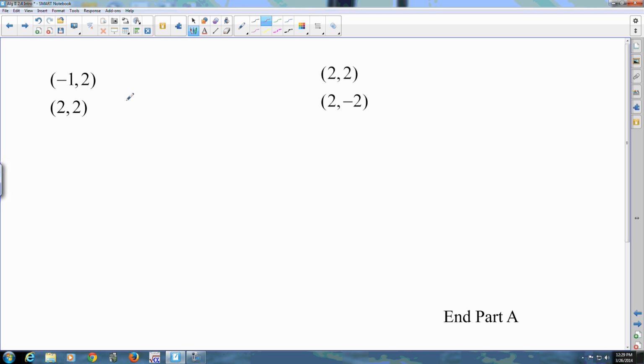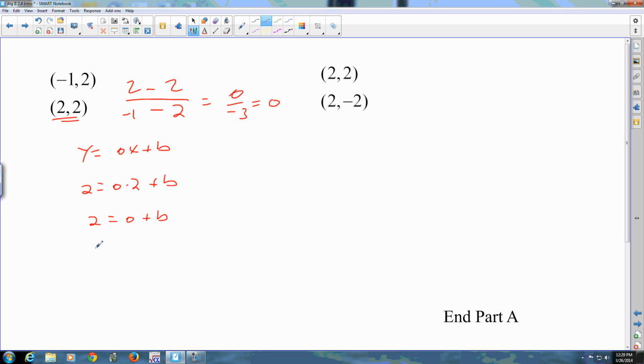Doing it for this one, find the slope first. 2, 2, negative 1, 2 gives you 0 over negative 3, which you know is 0. So y is equal to 0x plus b. Fill in an x and a y, it doesn't matter which one. I'm going to pick this one. 2 is equal to 0 times 2 plus b. 2 is equal to 0 plus b. So b is 2. So go back and fill this in. So y is equal to 0x plus 2. Again, noting that anything times 0 is 0, so y is equal to 2.